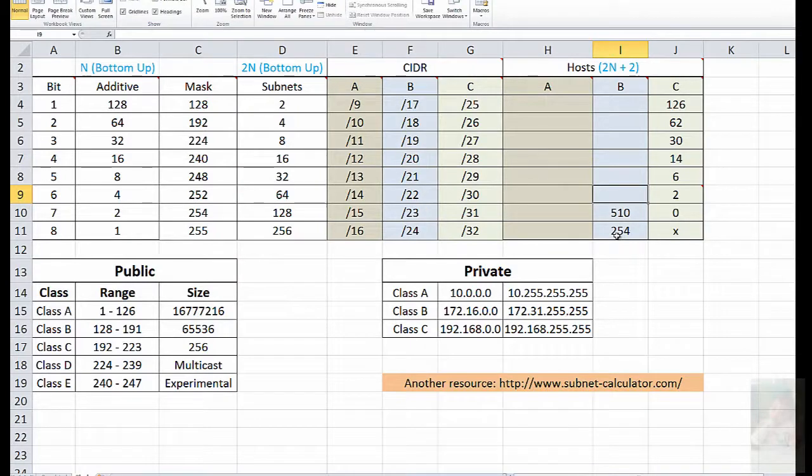Do it again here. 510 and 510 get you to 1020. Add 2, you're at 1022. 1022 plus 1022 is going to get you to 2044. You add 2, you get 2046. Okay? Keep building this guy up.